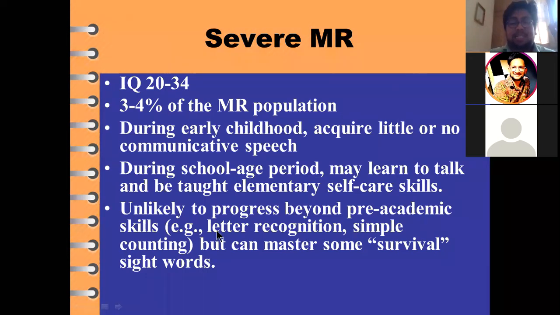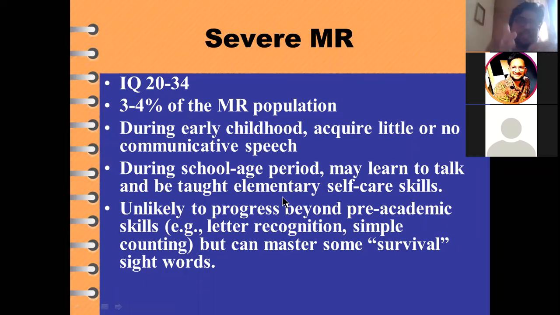Even they cannot recognize the letters. Like simple counting, 1, 2, 3, 4, they cannot count. And sometimes they master some survival sight words. Survival sight words, meaning, like directions. This they are able to do.